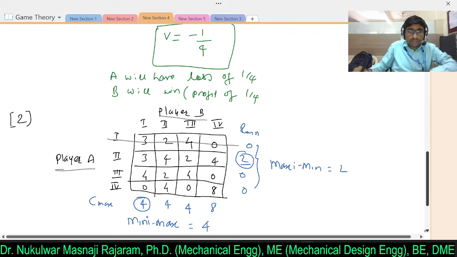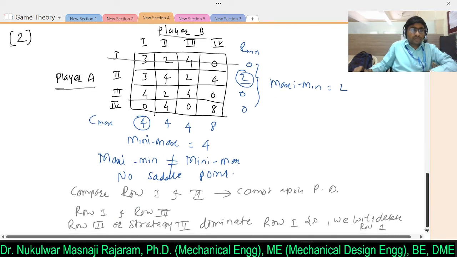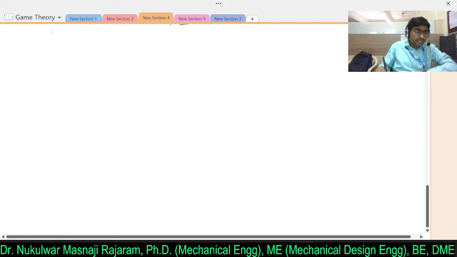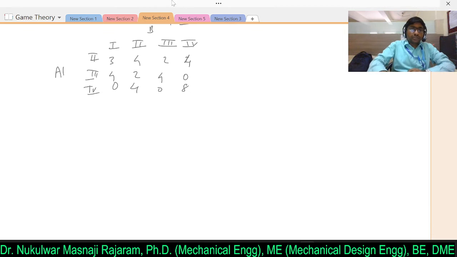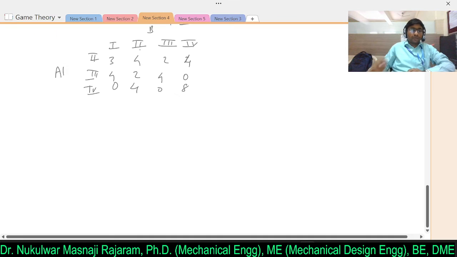So by deleting that row, I will reproduce the matrix. You will have to write the matrix again. Okay, so here I write: player A having strategies, now there is no first, so I will start from second, third and fourth. For player B there will be 1, 2, 3 and 4. Values will be 3, 4, 0 and 4, 2, 4, 2, 4, 0, 4, 0, 8. Clear? So this is the matrix we got.